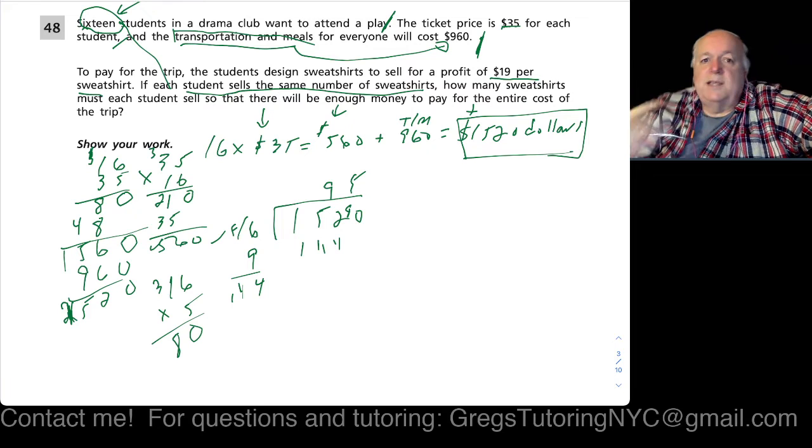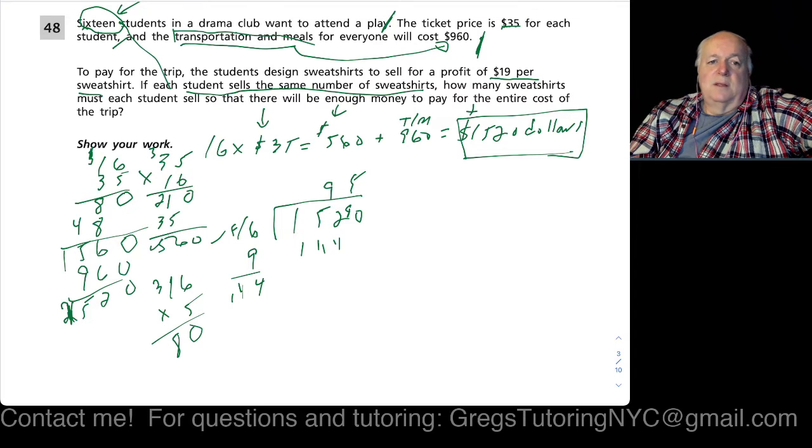Now the question is, what does the 95 represent? Okay, this was originally in dollars and divided by the number of students. So the 95 is the required amount due per student, if you will. Because they're asking to pay for the trip, the students must do it. How many sweatshirts must each student sell? Okay, so each student is required to pay $95 for this to work.